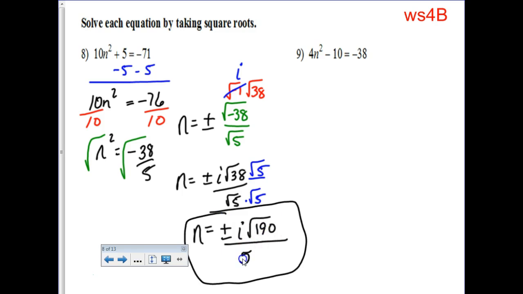But you see what I'm saying here, guys? A lot of kids think the 190 and the 5 can cross cancel. That's not a 190. It's the square root of 190, which is something atrocious. All right. Sorry, that was a really fun one to start with. Happy Monday, everybody. All right, moving on to number 9.